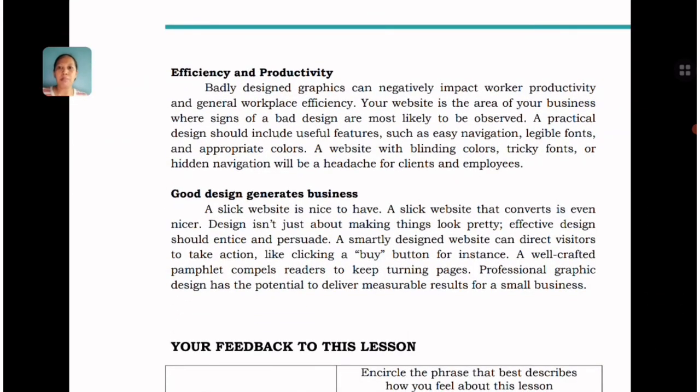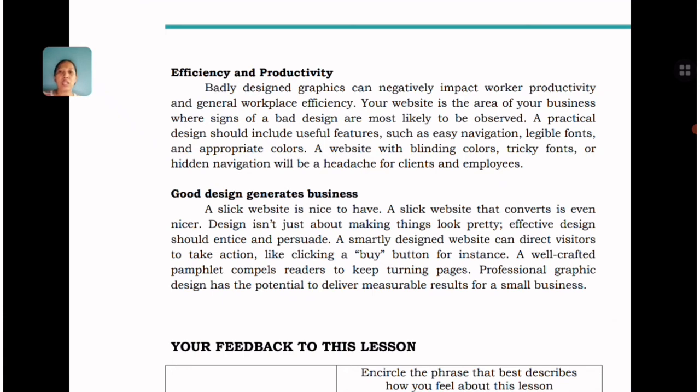Efficiency and productivity, badly designed graphics can negatively impact worker productivity and general workplace efficiency. So for example, sa isang company, yung look ng building, it can affect workers' attitude. Halimbawa, masyadong madilim, di ba? Hindi masyadong nakikita ng employee yung kanyang ginagawa. So nakaka-apekto yon sa kanyang productivity. So, dapat itinitake into consideration din yon ng mga companies when building or creating their workplace.